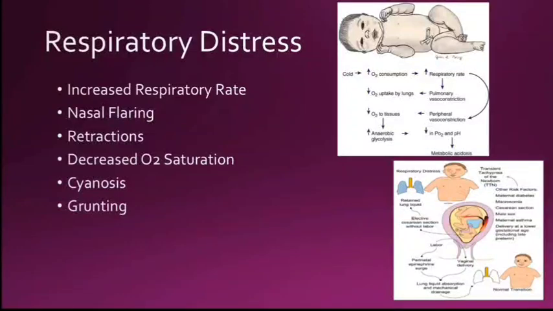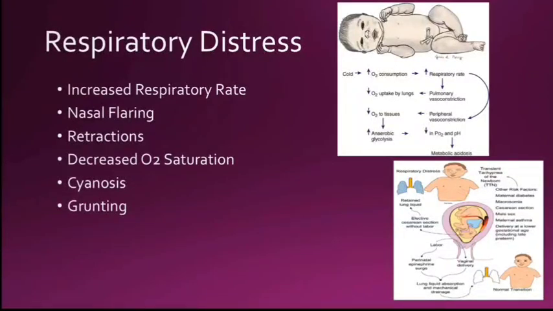They will have nasal flaring. They can have something called retractions, which you can see in an adult, but if you've ever seen it in a kid or an infant, it is pretty pronounced. Take a couple minutes and Google retractions in a newborn. It's pretty devastating, but it's almost like their chest sinks in with respirations instead of expanding. So it is a huge sign of respiratory distress. They will also have decreased oxygen saturation levels.